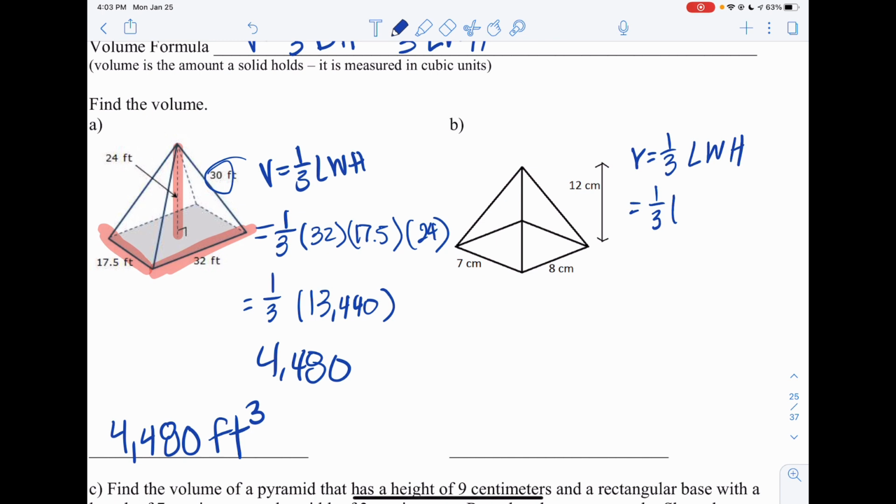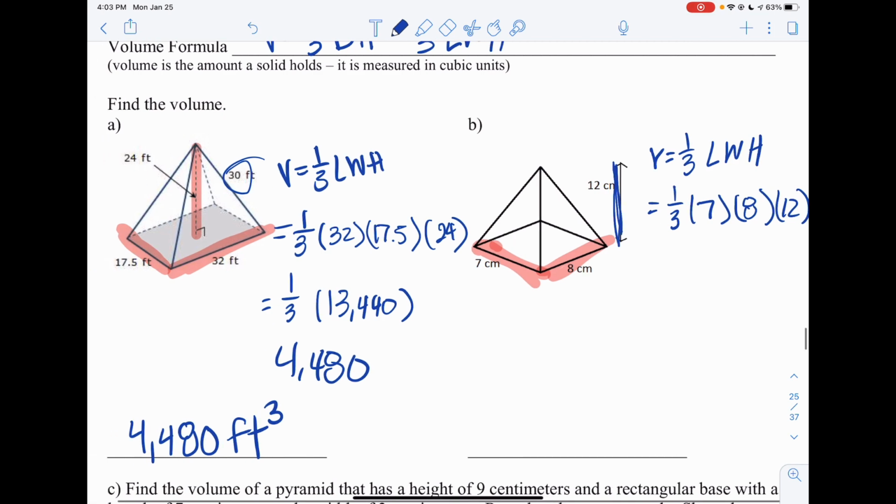Now my length of this pyramid is 7. My width is 8. And my height is right here, which is 12. Okay, now here's another thing to keep in mind. Remember, it doesn't really matter what order I have these in because we're just multiplying these. So you're going to get the correct answer if you multiply correctly, but it doesn't matter which order because you're going to get the same answer.